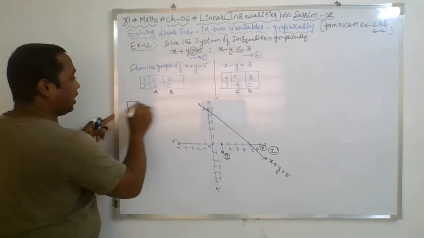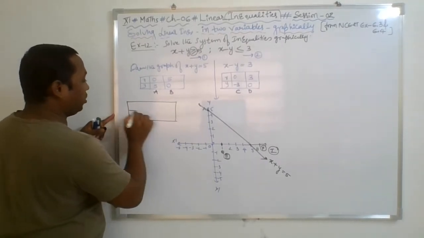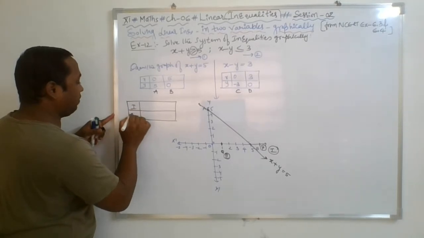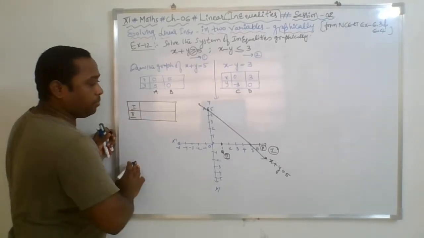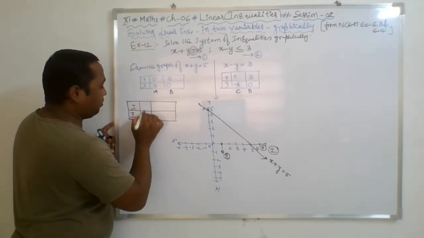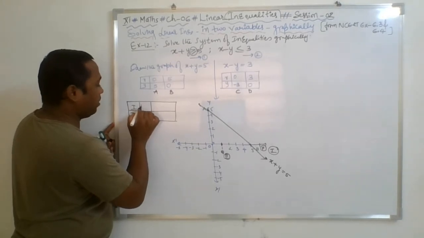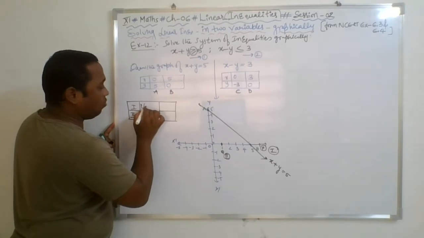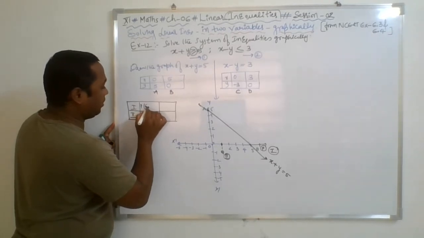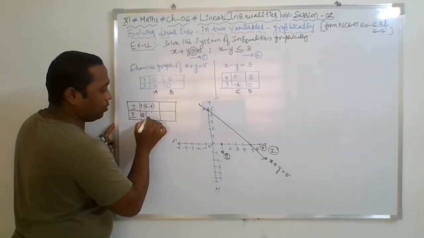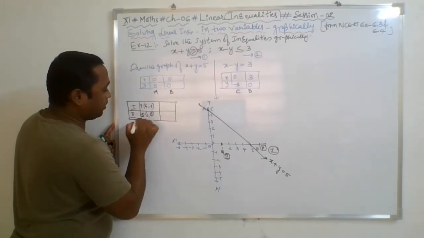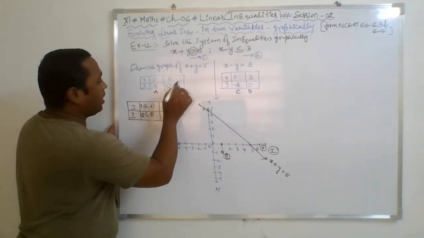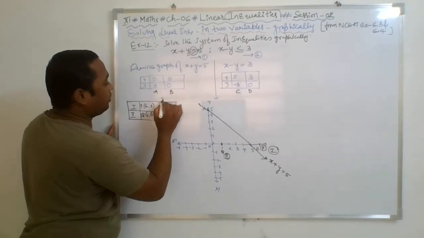So for the first graph, I am making the observation table here, first half plane and second half plane for me. And then I am taking the point P. What are the coordinates of P? I am having 6, 0. Q is 1, 0. And then I need to put it in which equation?